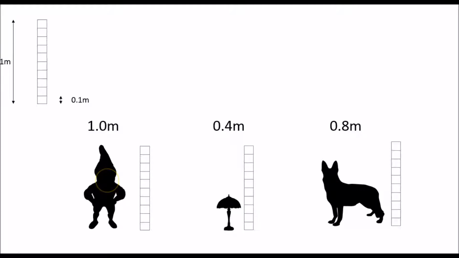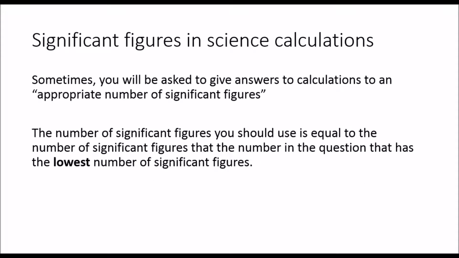Right, let's move on to significant figures in science calculations. Sometimes you will be asked to give a number from a calculation to an appropriate number of significant figures. How do you work that out? Well, the number of significant figures you should use is equal to the number of significant figures of the number in the question that has the lowest number of significant figures.